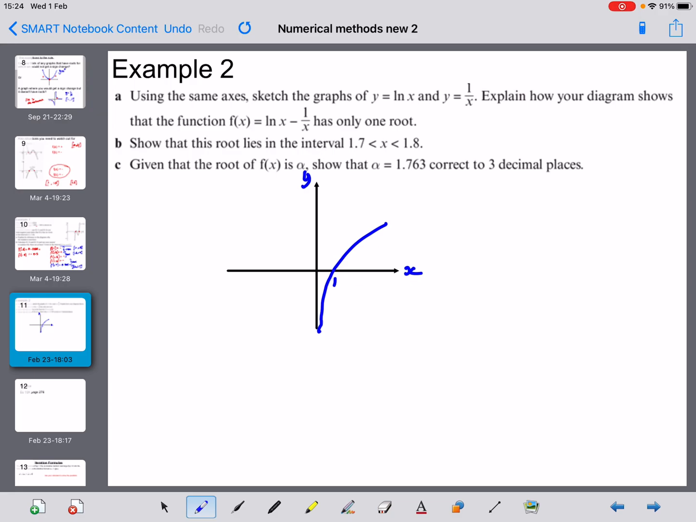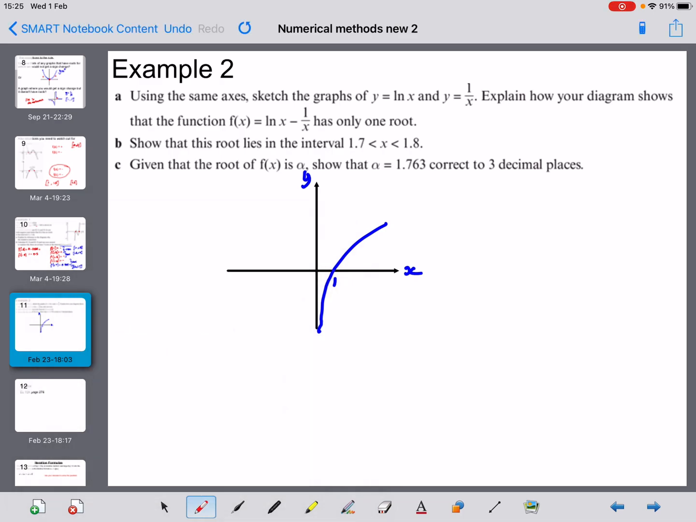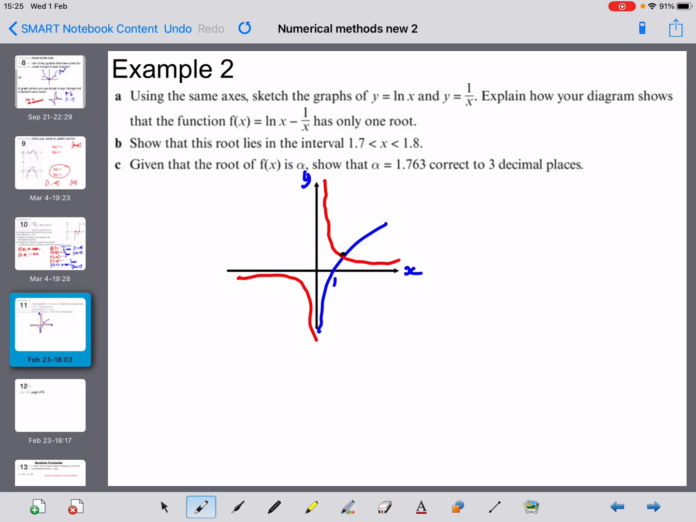Okay, remember log x can never be negative. We can't have a log of a negative, so log does not exist for negative x values, I should say. Okay, 1 over x looks like this, so in that first quadrant and in the third quadrant. Okay, so we can see from our diagram that there is only 1 point of intersection here.